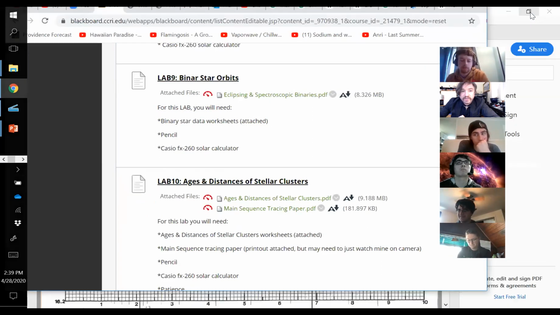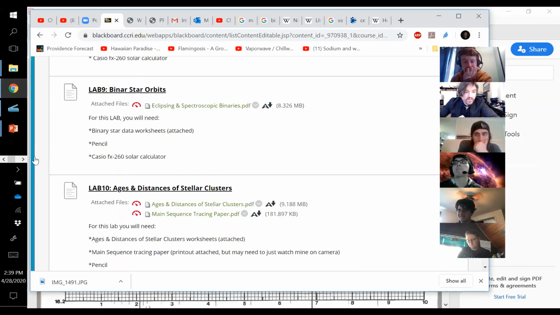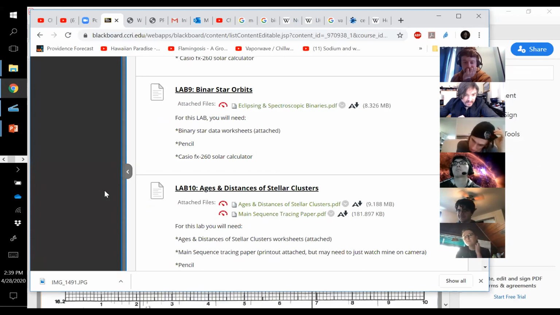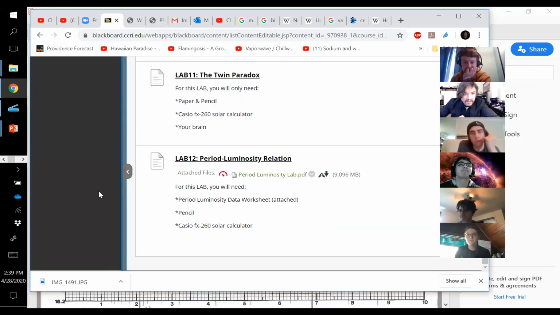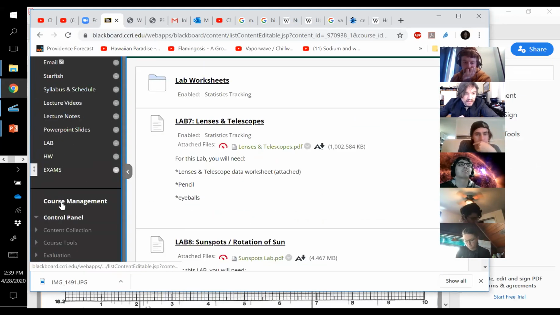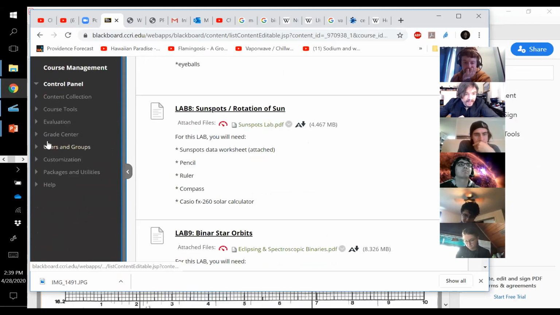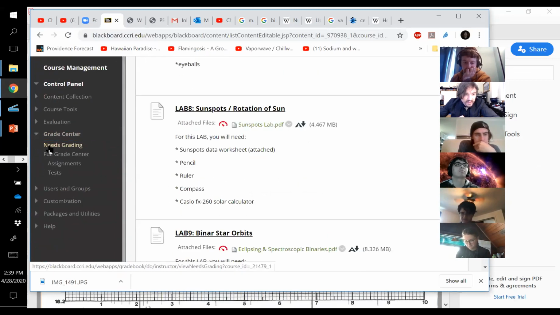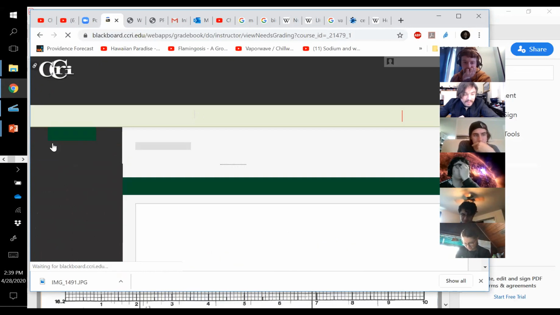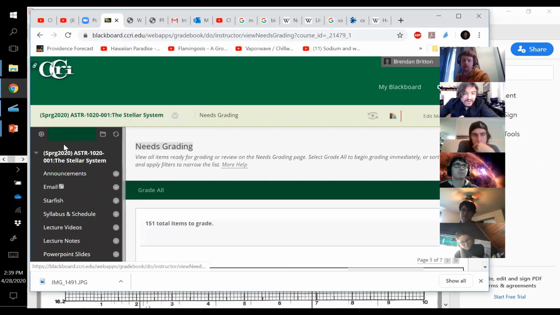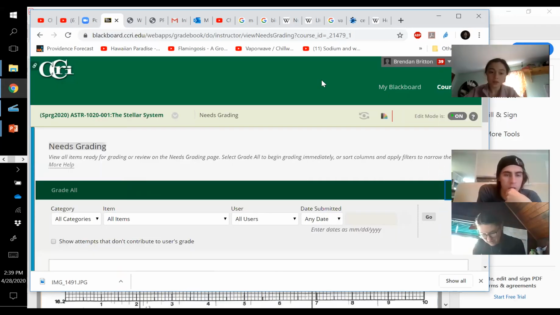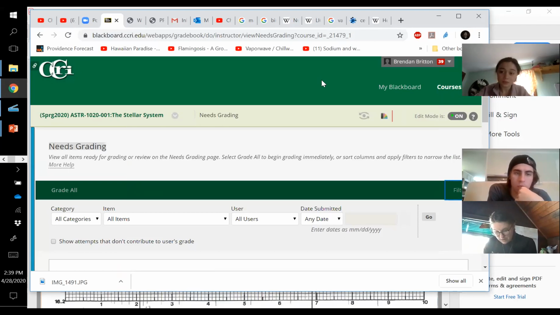Sure. I'm sharing my screen with you now. I am really, really behind on the grading for this class, okay? Because I've just been a huge slacker. Let's go to my needs grading panel, and let's see if you're in there. There's going to be a lot of people in there. I have 150 items to grade. I've got some work to do.